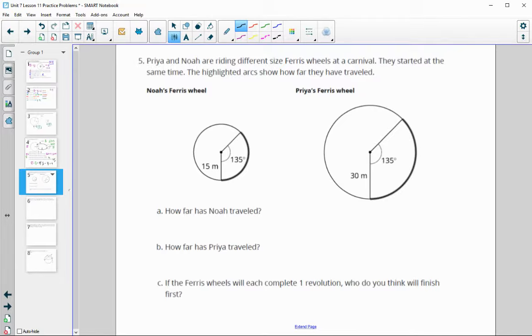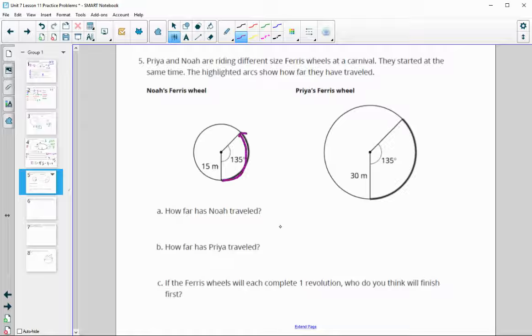All right, number 5, Priya and Noah are riding different size Ferris wheels at the carnival. They started at the same time. The highlighted arc shows how far they have traveled. And so how far has Noah actually traveled? And so Noah's traveling along this arc here, right?